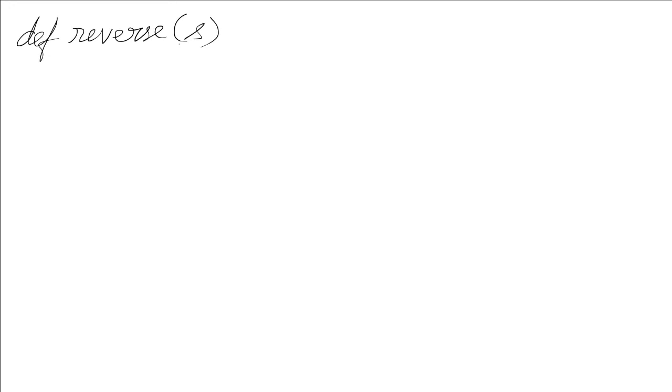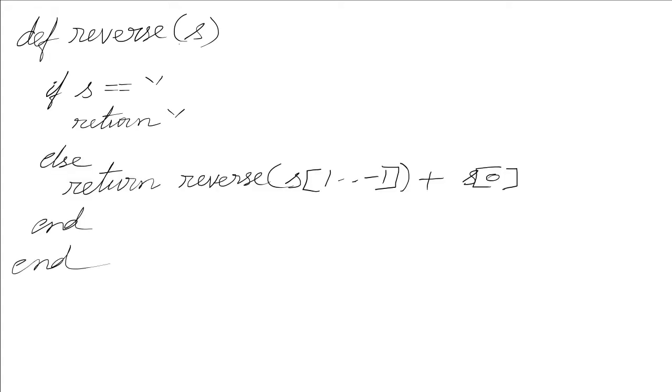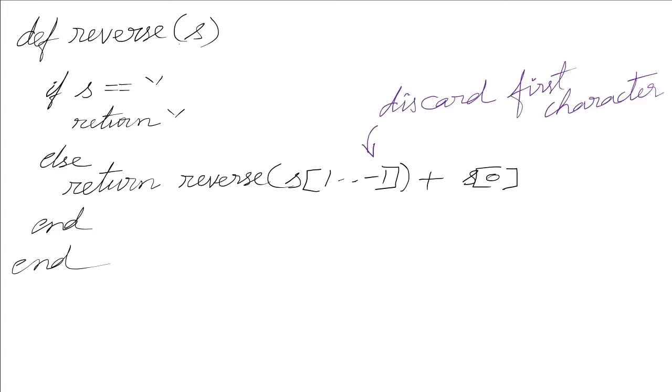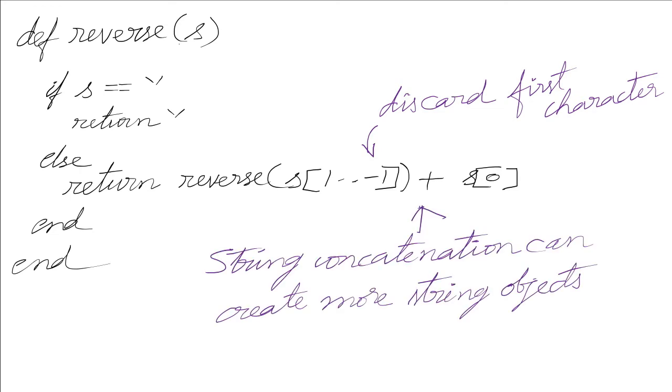The reverse method takes one parameter, the string that must be reversed. The base case checks for an empty string and returns an empty string if the input string is empty. The recursive case reduces the size of the input by discarding the first character. We make a recursive call with the smaller string. We then concatenate the first character to the end of the output of the subproblem.